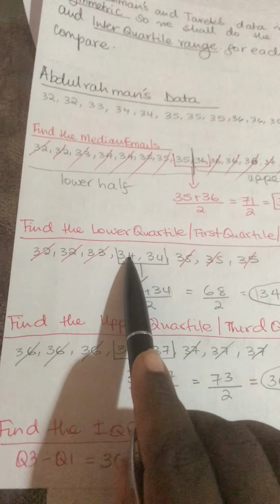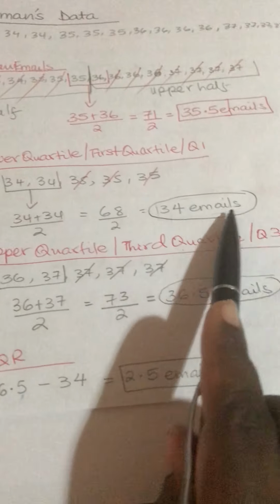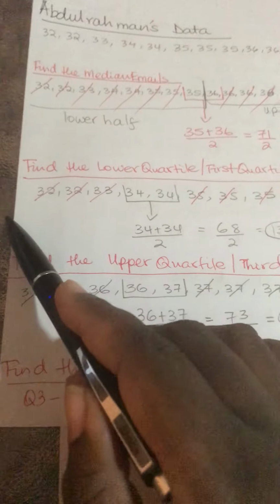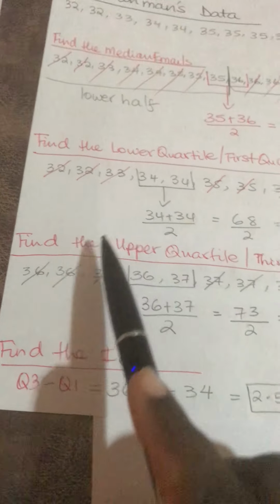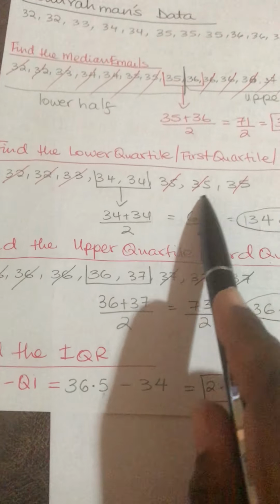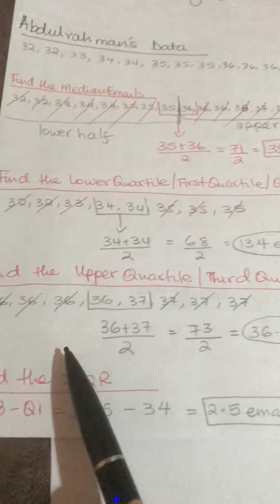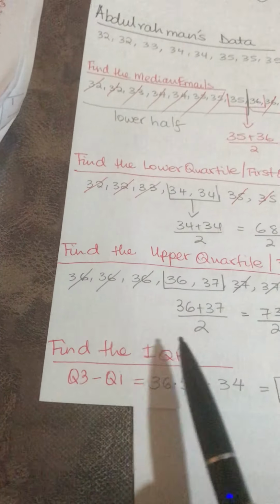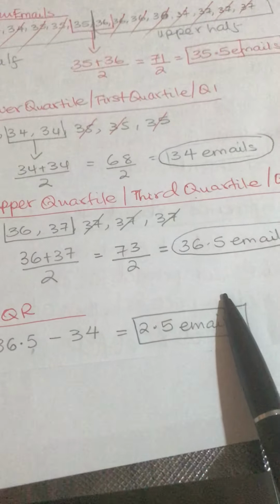Then I found my median for my lower half, which is this. I got 34 emails because I crossed out like this. I was left with 2 numbers in the middle. And then I added and divided by 2, and then I got that. I did the same thing for the upper half, like that. And then I found the IQR. And this is what I got.